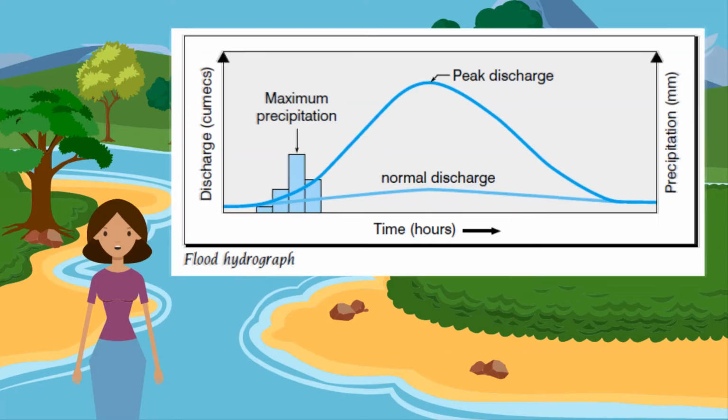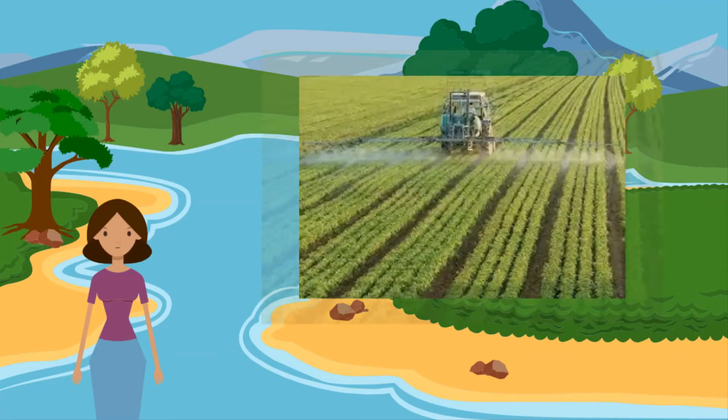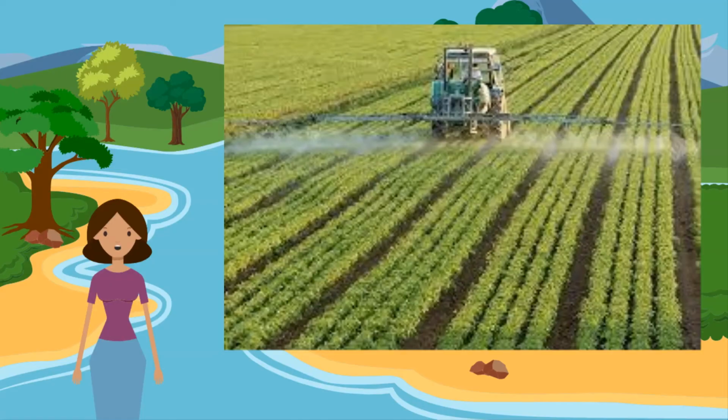Flooding is more likely when precipitation is heavy and intense. If the soil is saturated, water will run off quickly into rivers. Flooding is less likely if the main rock types are porous or permeable. Human actions can increase flood danger.